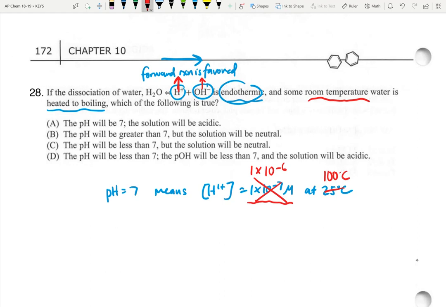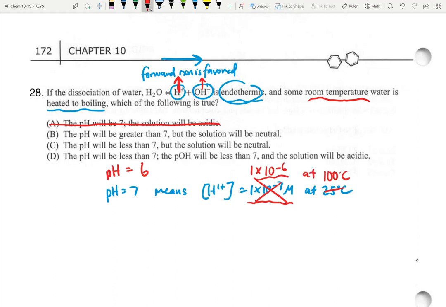So it can't be that the pH is 7. That doesn't work. The pH will be greater than 7. Hold on a second. If pH is greater than 7, that would mean that this number would have had to decrease. pH greater than 7, no. Here our pH will be, so let's, for our example, pH would be 6 at 100 degrees Celsius. This is just a number we picked, right?